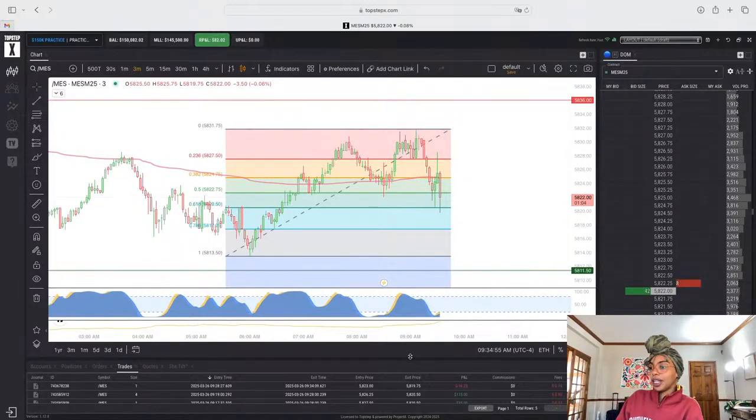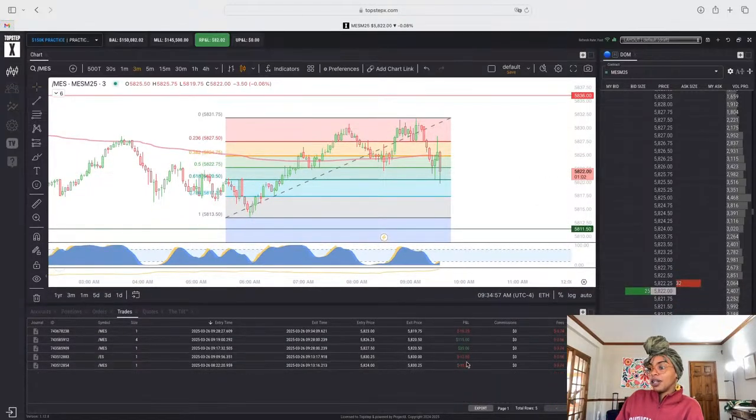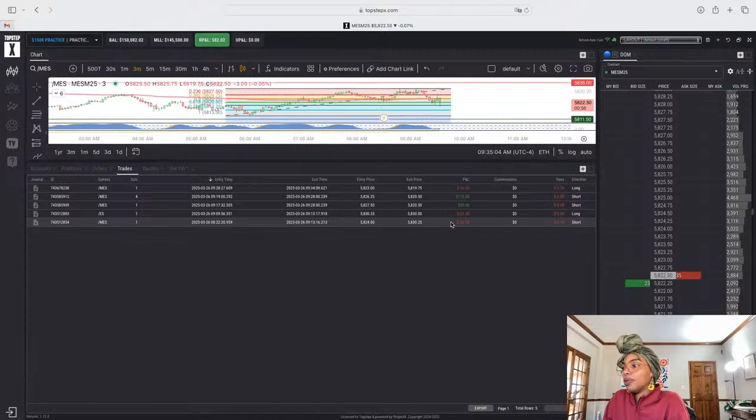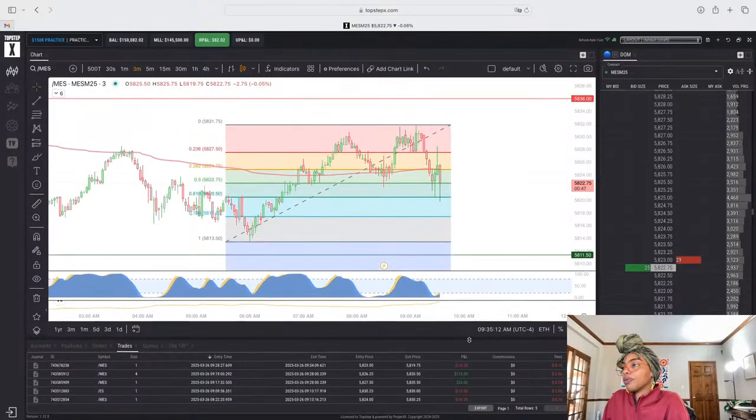Of course, if we weren't playing around earlier and just closing up those trades, let's take a look here. We would have actually been up $115 plus $135.